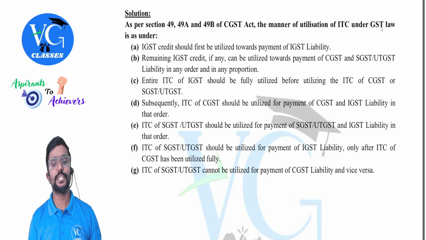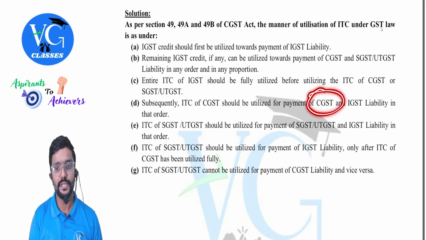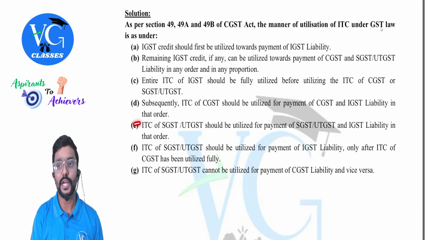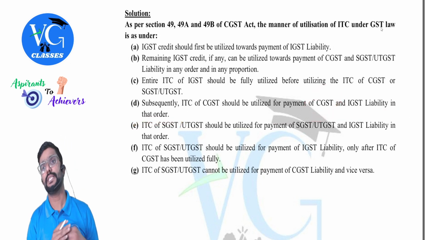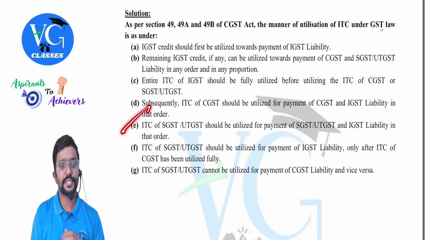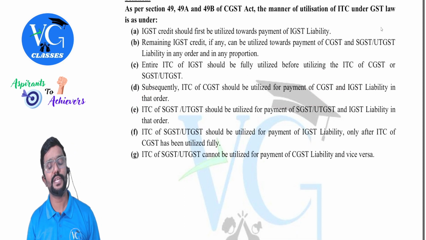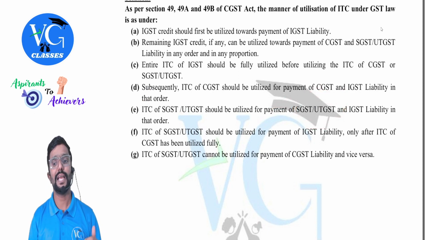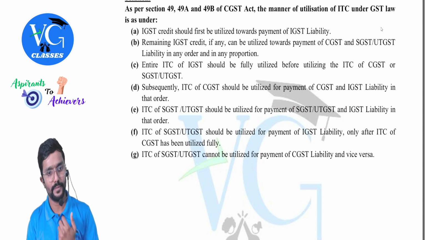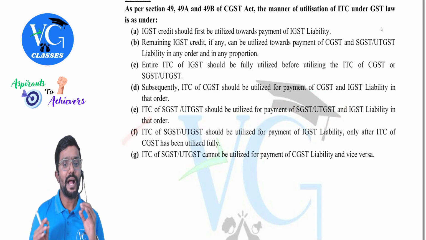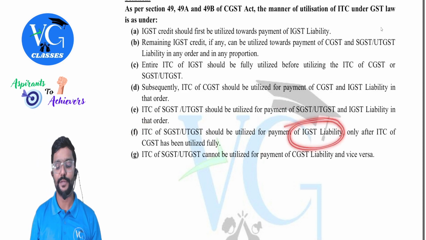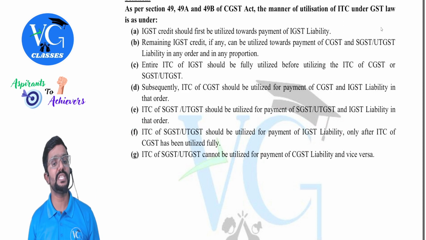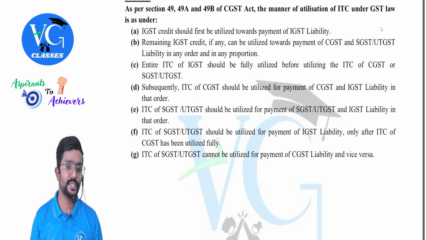Subsequently, ITC of CGST should be utilized for the payment of CGST and IGST liability in that order. That is, first CGST liability is still pending against IGST liability. Next, ITC of SGST or UTGST should be utilized for the payment of SGST or UTGST and IGST liability in that order. Next one, ITC of SGST, UTGST should be utilized for the payment of IGST liability only after the ITC of CGST has been fully utilized.